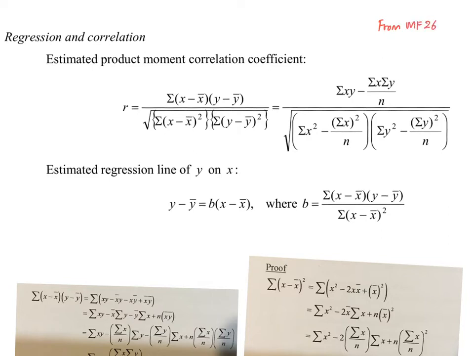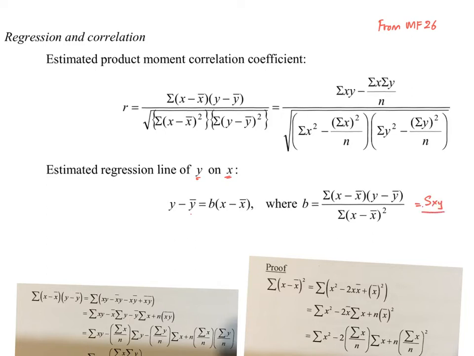We have the estimated regression line of y on x defined as y minus y bar equals b times x minus x bar, where b is the summation of x minus x bar, y minus y bar, over the summation of x minus x bar squared. I hope you have also studied this. If you are not sure, you can go and read the lecture notes. This is actually equal to the covariance of xy.